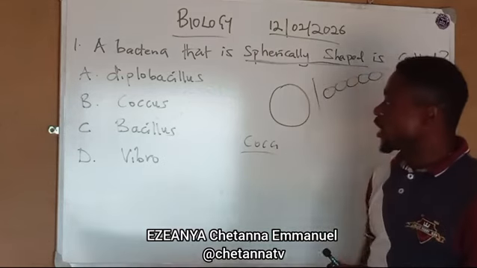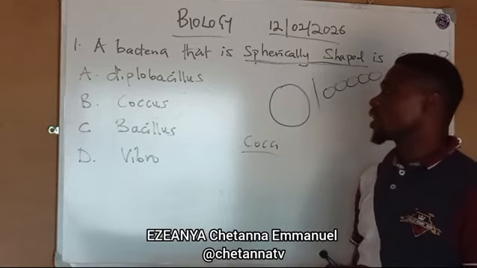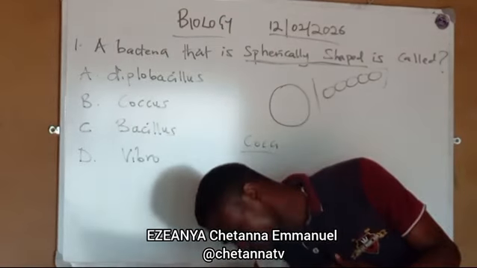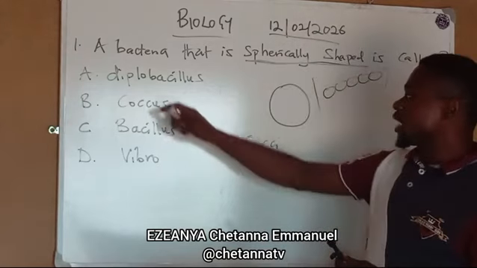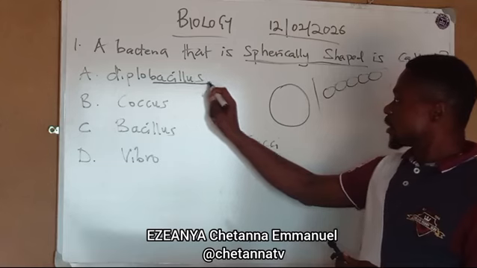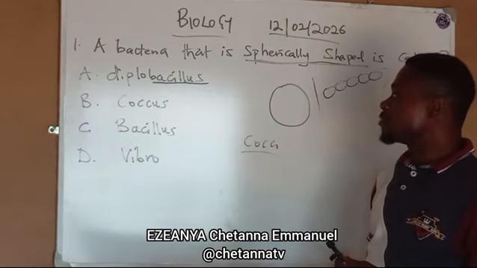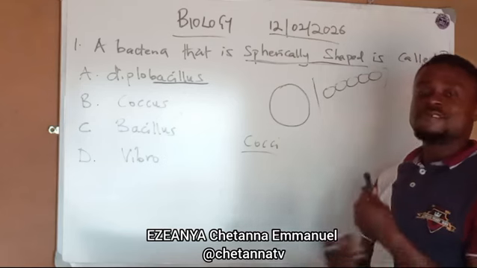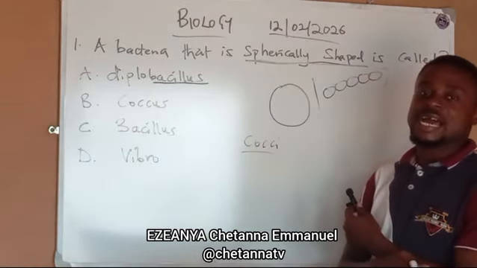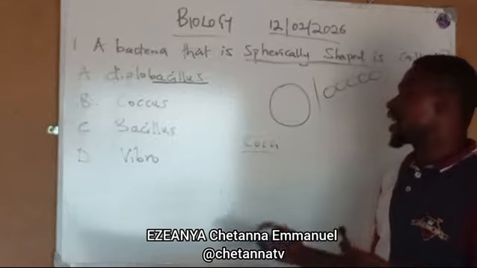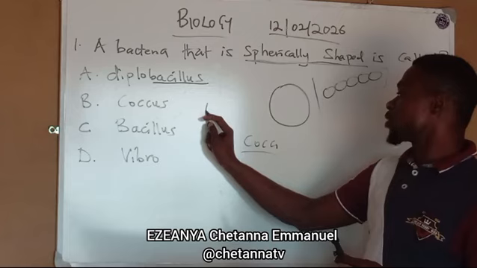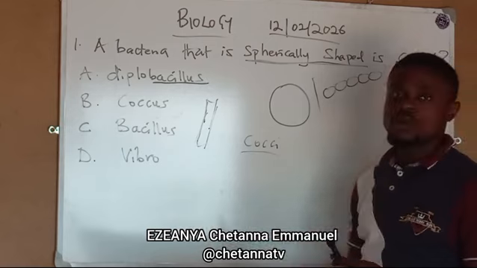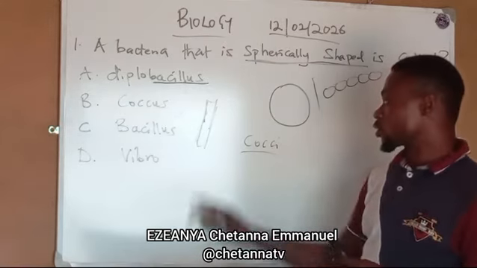Option A says diplobacillus. The main word here is bacillus. If a bacteria is named bacillus, it means the bacteria has a rod-like shape. Their shape is like a rod.